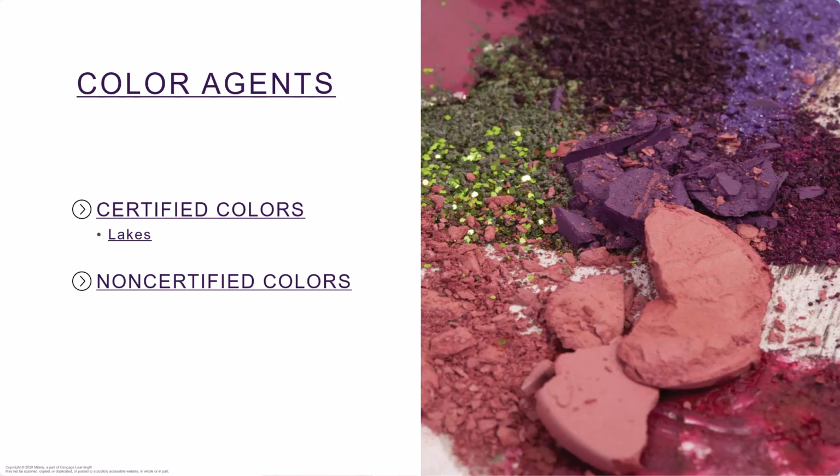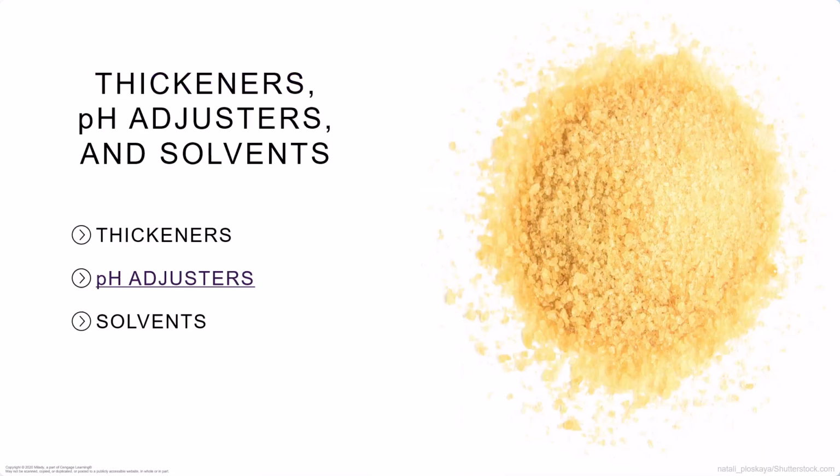And non-certified colors are organic compounds that are primarily from mineral, plant, or animal sources. And although they are not subject to FDA batch certification requirements, they are still considered artificial colors. So then when they are used in cosmetic or other FDA regulated products, they do have to comply with all of the labeling requirements. So moving on to thickeners, pH adjusters, and solvents.